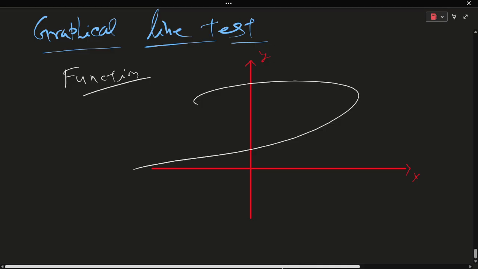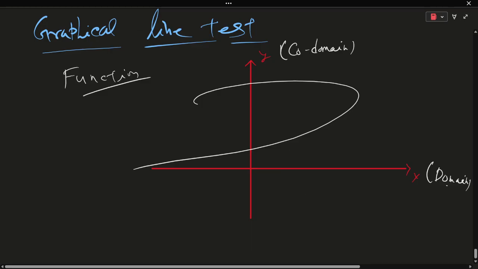Whether a curve is a function or not is checked by the vertical line test. Suppose this is the domain and this is the codomain. Basically, one vertical line hits the domain points.